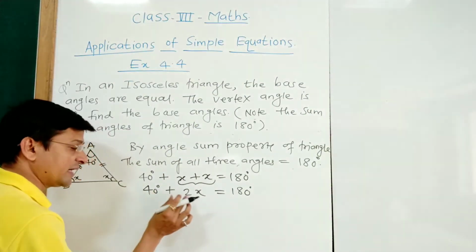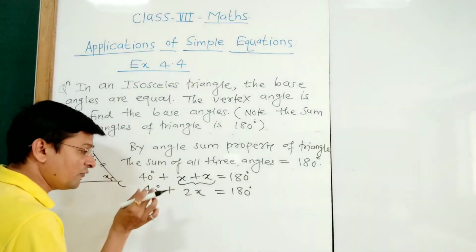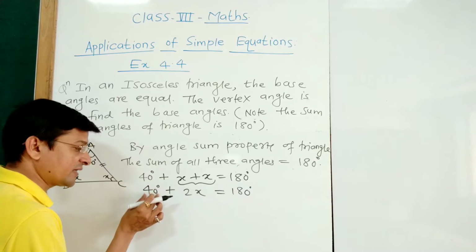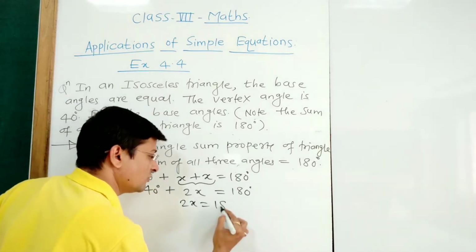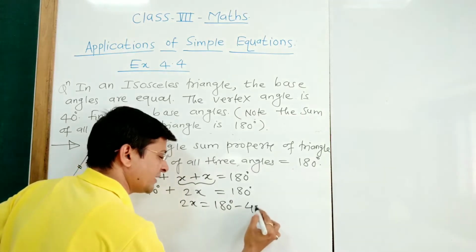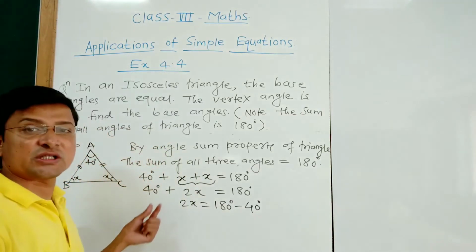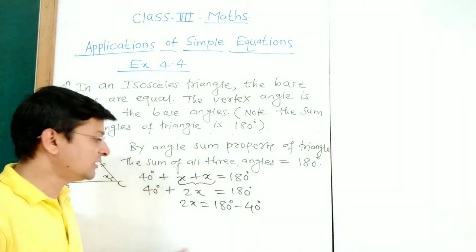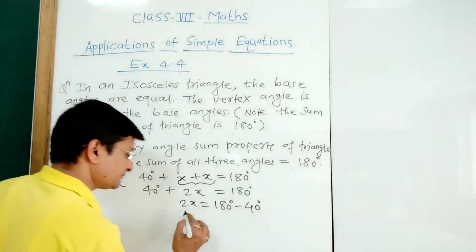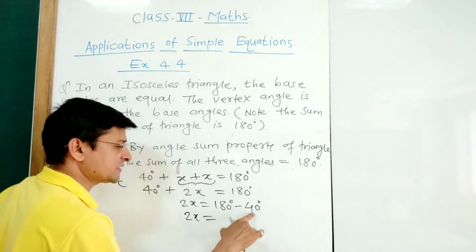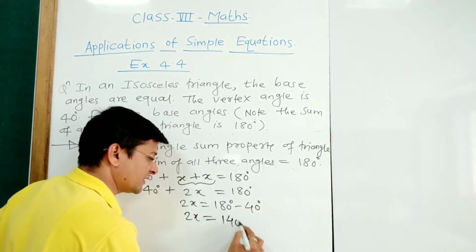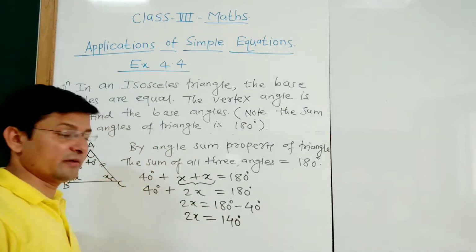Now to find the value of x, we shift this 40 degree from left hand side to the right hand side. So here we get 2x is equal to 180 degree minus 40 degree. So here we get 140 degree.